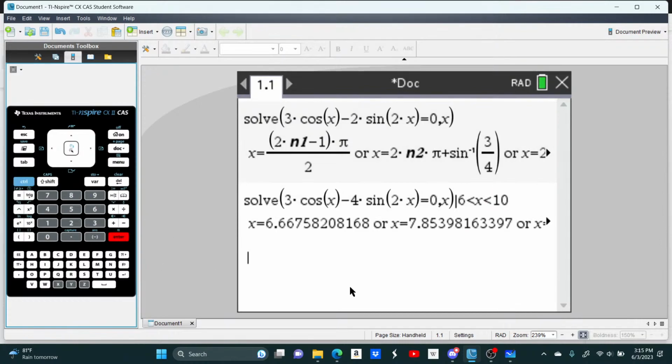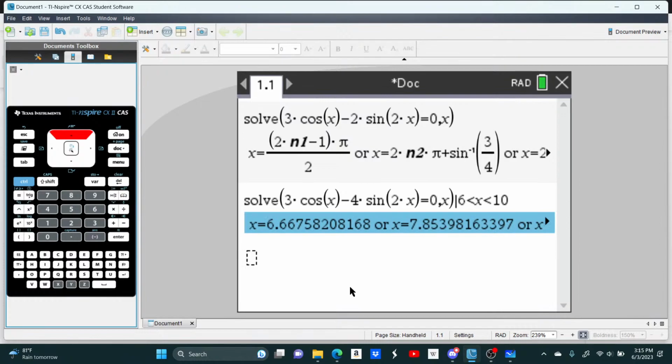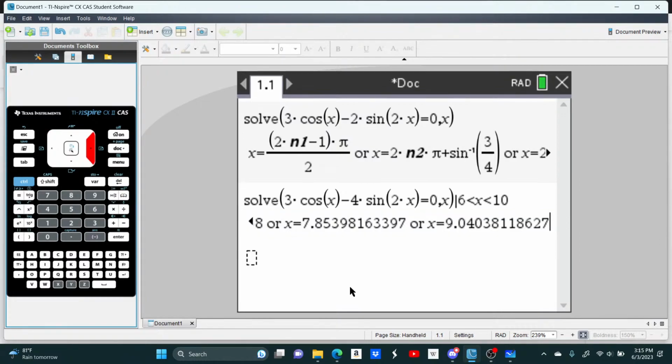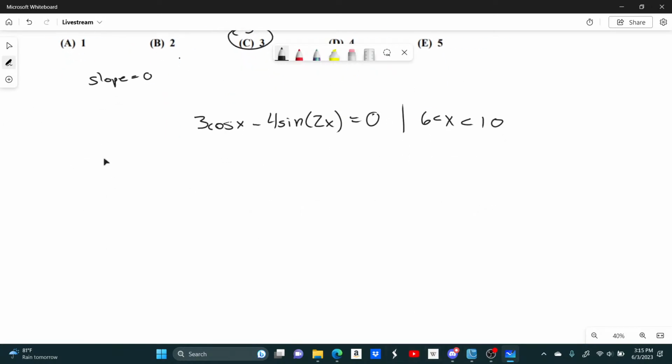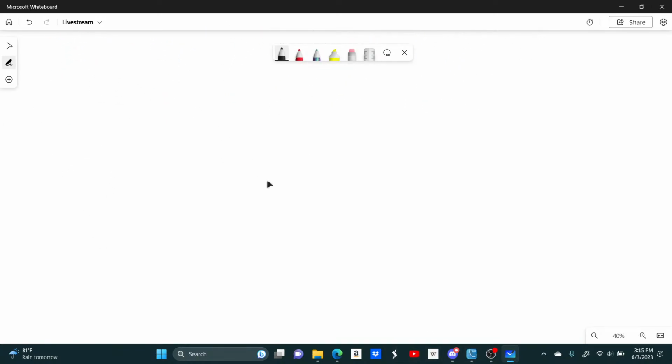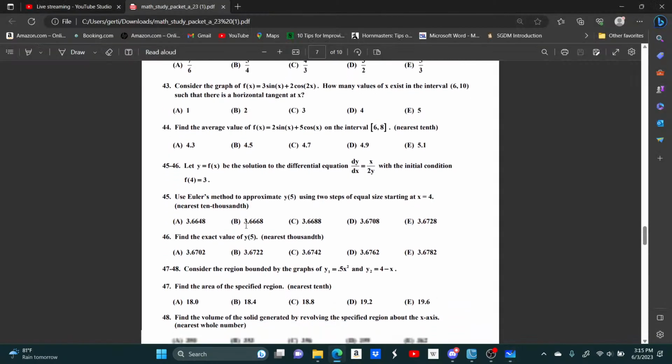So when I do this, I get all my values. So the question just wants to know how many values there are. It doesn't really care what they are. So I have one at 6.67. I got one at 7.85, and I've got one at 9.04. So that's 3 values. Nice. Okay. Yeah. Thanks for catching that. That would have been interesting, like looking back and being like, wonder what I did there.